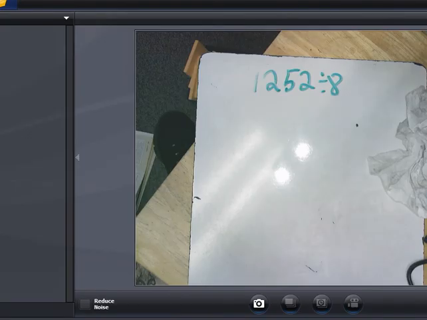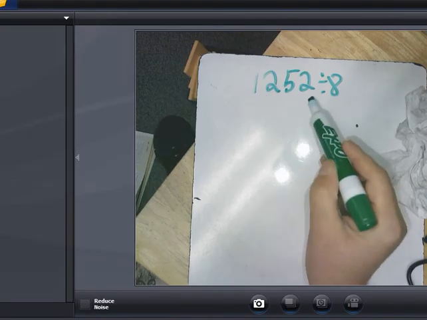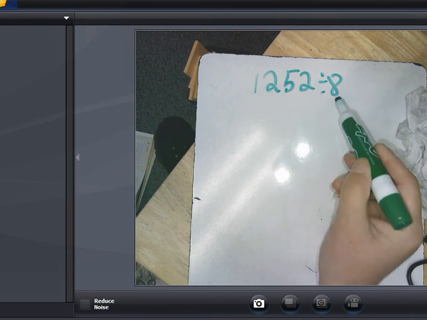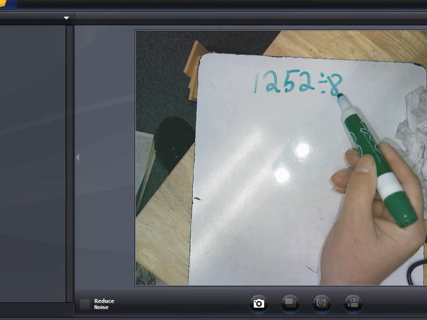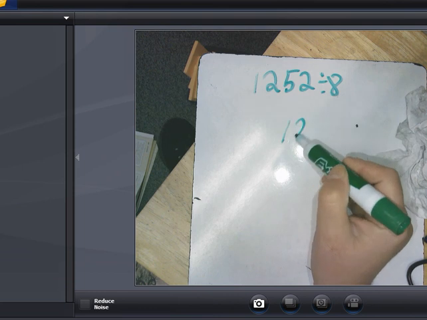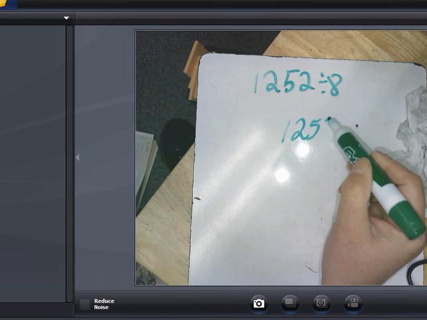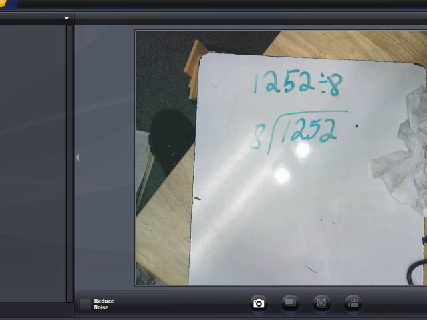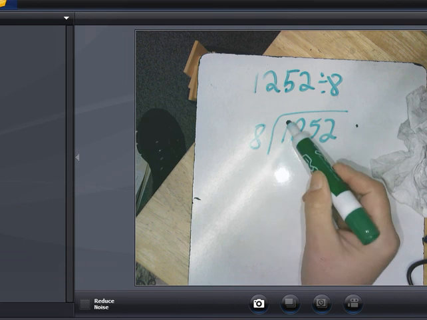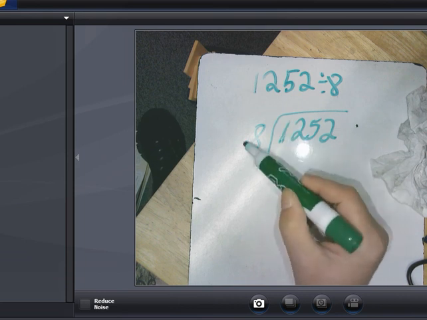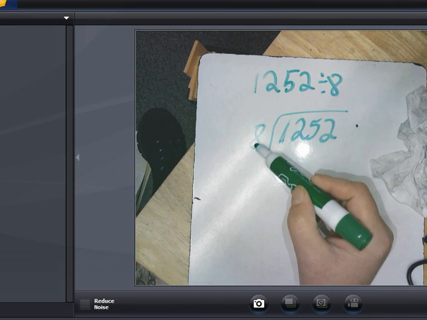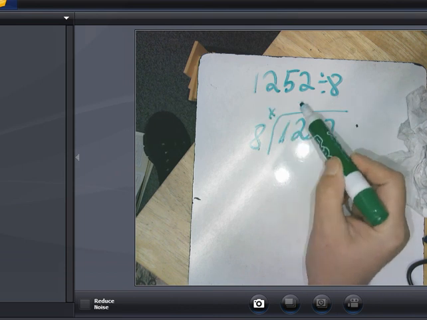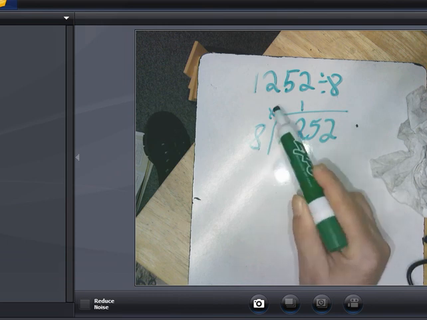Okay, I have my dividend written down, how many sleeping bags there are altogether, divided by my divisor, how many can go in a carton. I'm splitting that 1,252 up, so that goes inside my house, my divisor goes on the outside. So I know it can't go into 1, so 12 divided by 8. I'm going to think the inverse, 8 times what gets me to 12? 1. 8 times 1 equals 8.